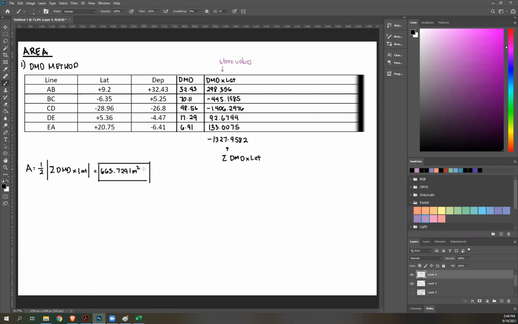So DPD is basically the same, but instead of using departure, we're using latitude. And then this would be DPD times departure. Okay. So that's it for area of a traverse. Do you have any questions? Please answer in the chat.